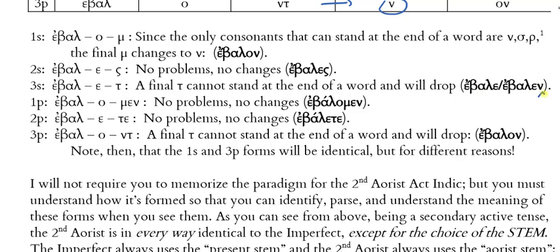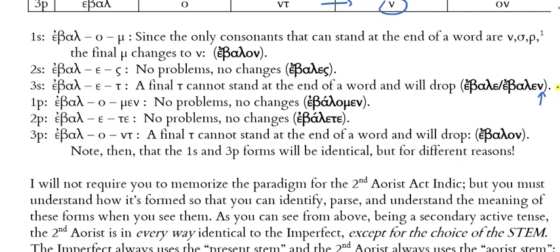And that nu right here that you see is the movable nu. Not a personal ending nu. Do not mistake one for the other. Otherwise, you'll be trying to translate this, if you see the nu here, as I or they threw. That's not what that means. He, she, or it threw.